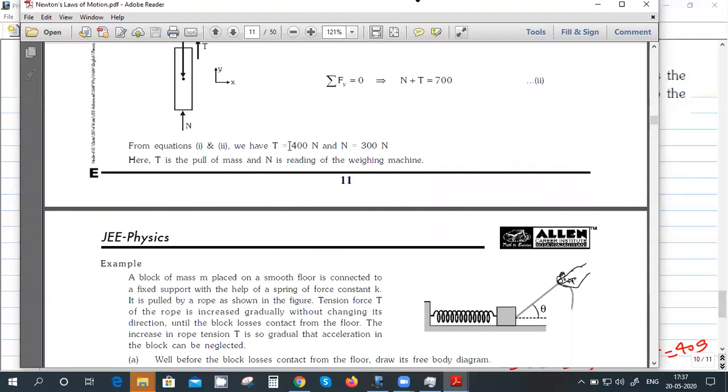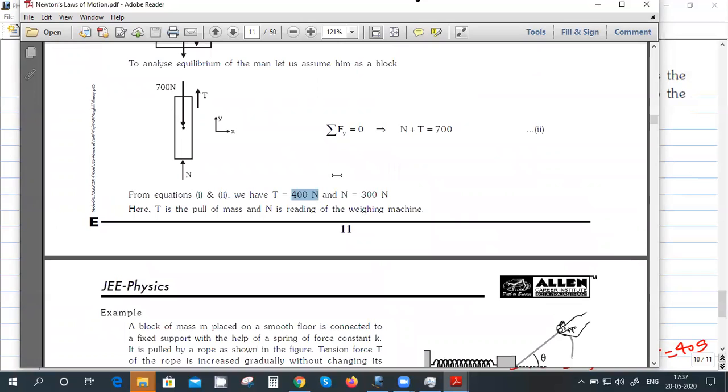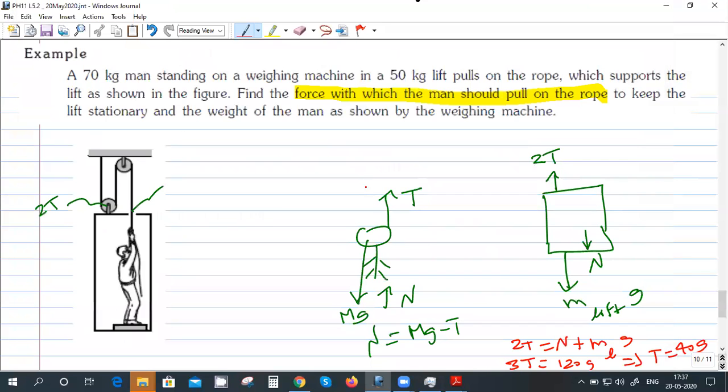Yeah, 40g. That is 400 newtons, right? g is 10. Okay, and he's asking for the normal reaction. Find the force with which the man should pull the rope to keep the lift stationary, and the weight of the man. Again, the weight of the man is not m into g. It is the normal reaction which is being felt by the weighing machine.